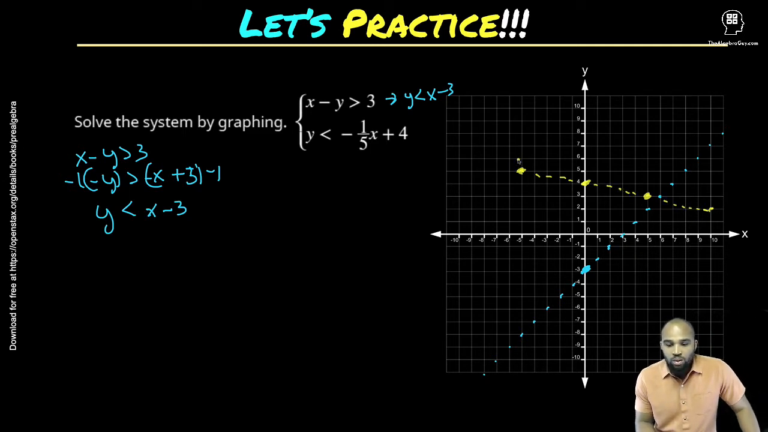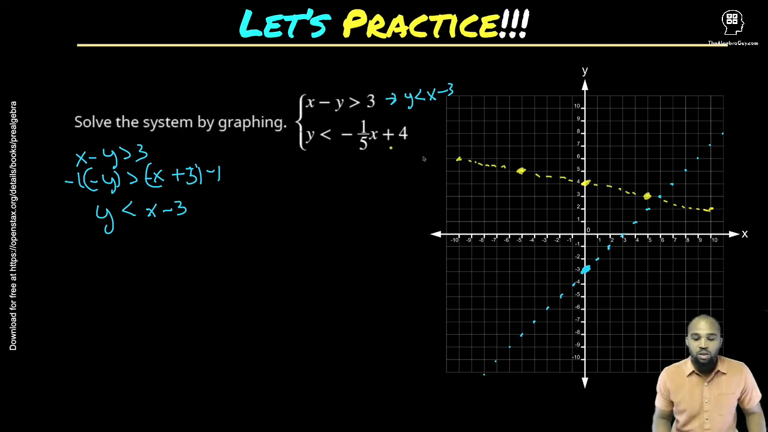But I don't want it 1, 2, 3, 1, 2, 3, 4, 5. So I don't want to connect them though, because that's going to suggest that they're equal. All right, so now if we shade it in, let's start with this one here. Let's start with the blue. Y is less than x minus 3. So less than x minus 3 is everything below.